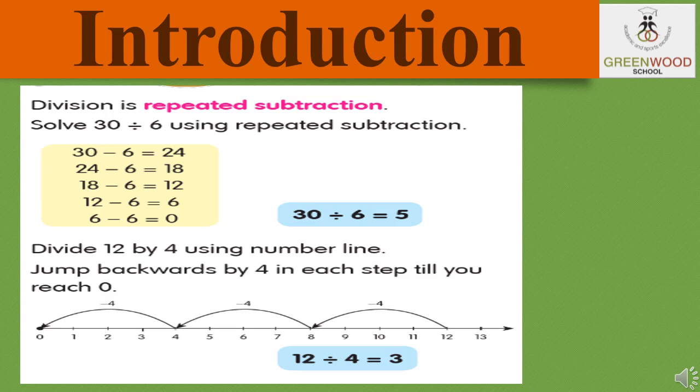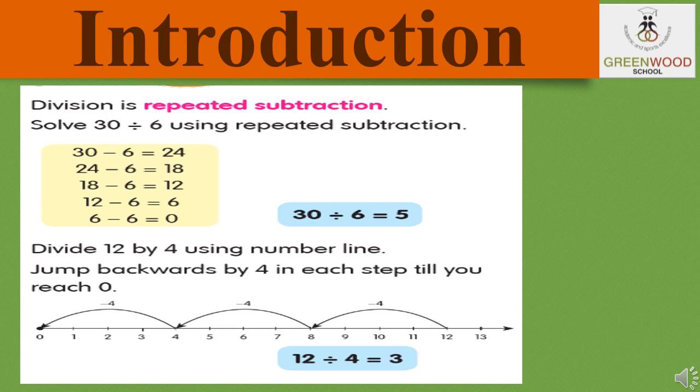Next number. Divide 12 by 4 using number line. What we have to do? Jump backwards by 4 in each step till we reach 0. So can you say number line? 12. From 12 we have to reach 0 by jumping 4 numbers.